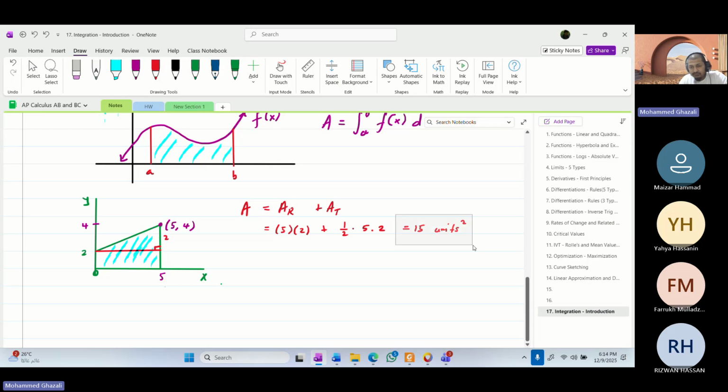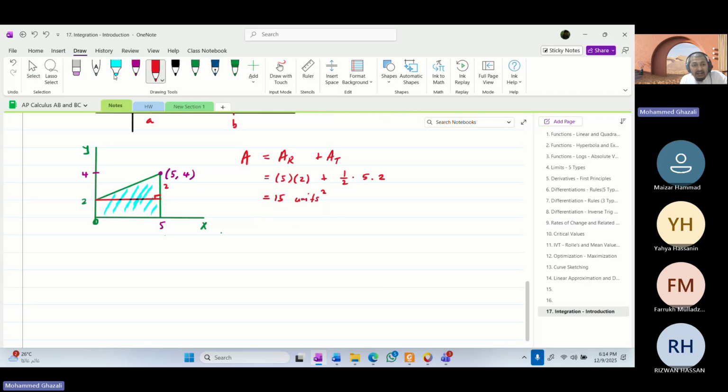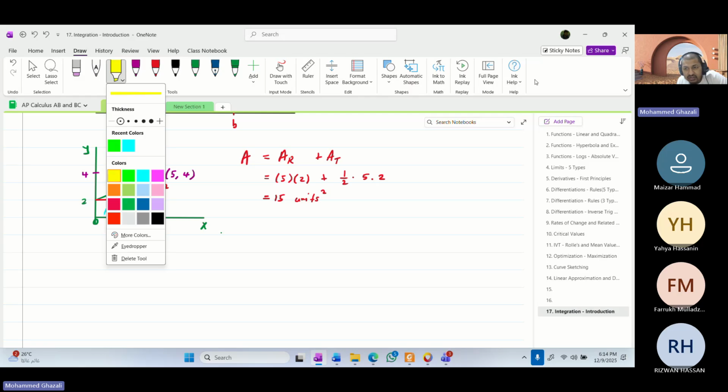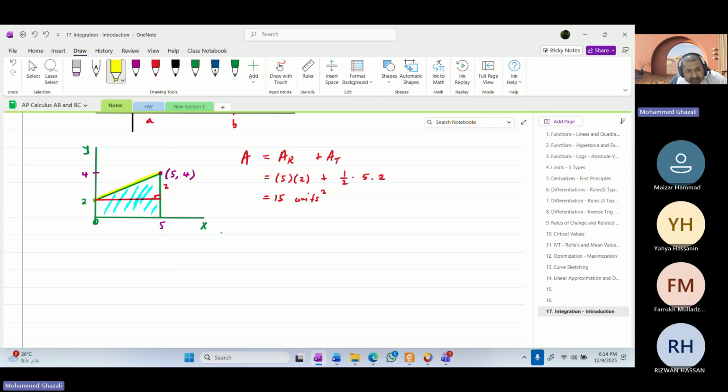Guys, you understood this? Now, how can I apply integration in this example? To apply integration, I need the function over here. What is that function from 0 to 5? First we need to find the slope. Y equals mx plus c or ax plus b or whatever, you know. So I need to find this function. What is the slope? Change in y, the slope is 2, and change in x, the horizontal, is what?